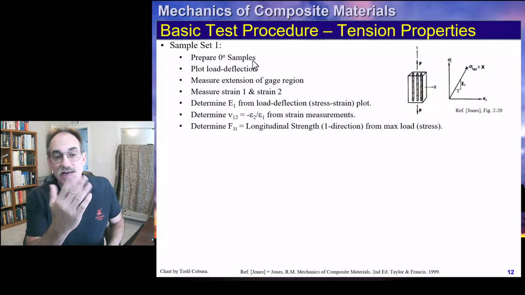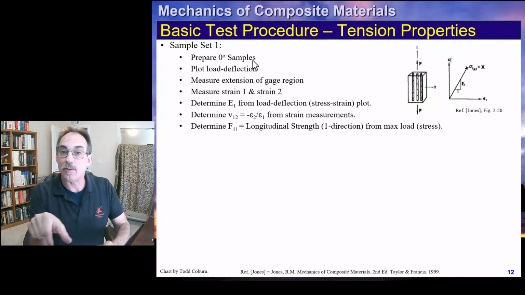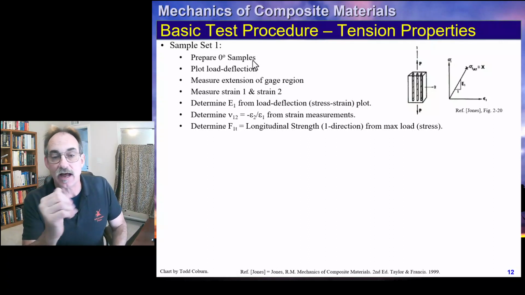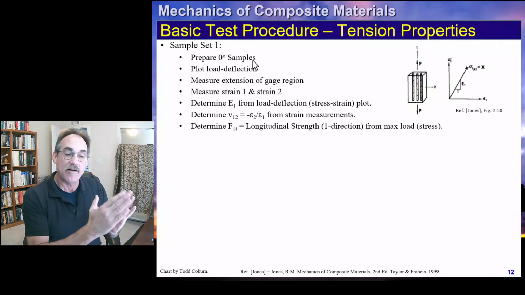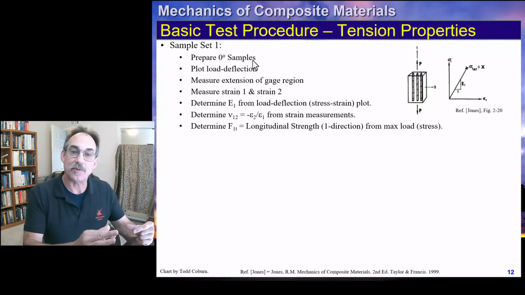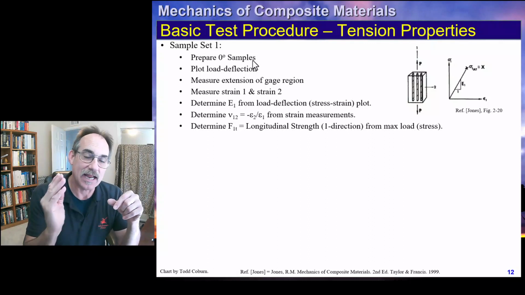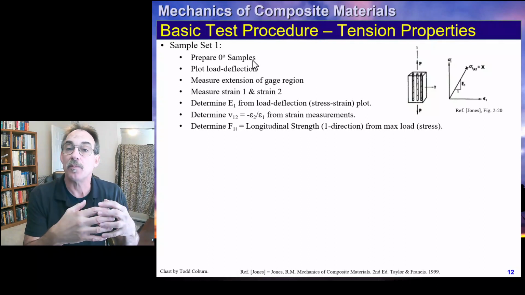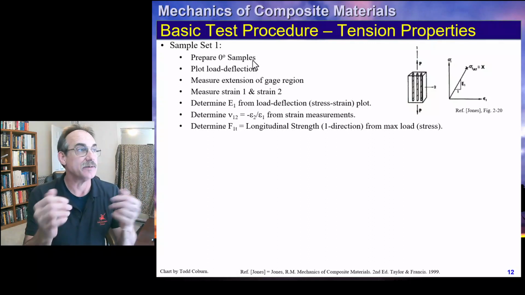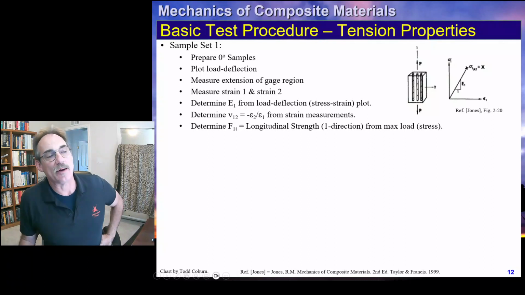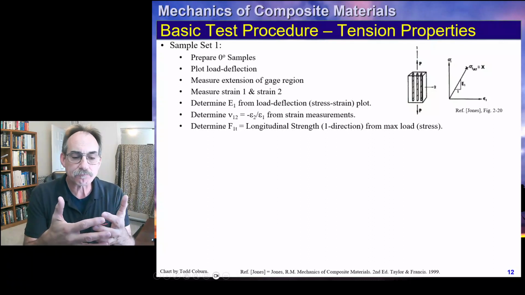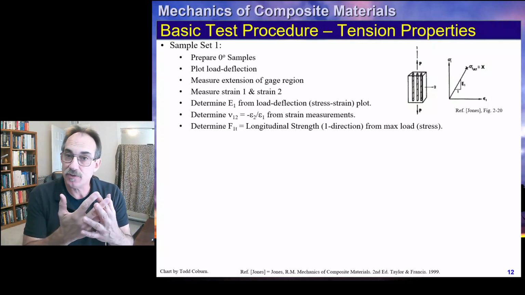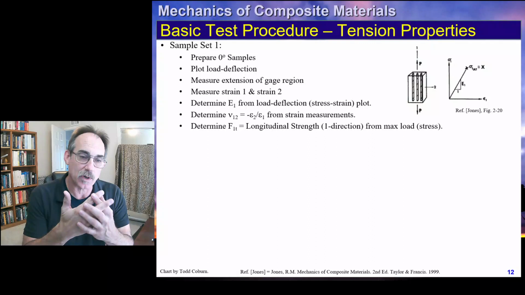We can cut a bunch of samples in the 2 direction. So now we've got our 2 direction samples, and we can cut a bunch of samples in the 45 degree direction. So now we've got, from the same panel, we can cut samples that are 0 degree, 90 degree, and 45 degree. And typically this will be sufficient to give you the properties you need to characterize your composite material. So you've got your 0. Now, if you're using a woven fabric that allegedly has the same properties in 2 dimensions, you might end up deciding you're just going to test one direction.